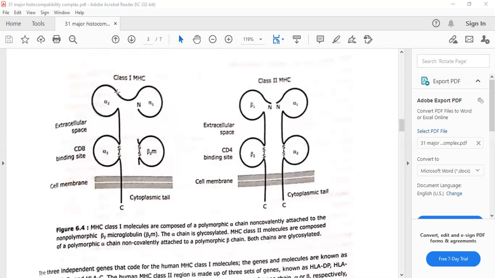So how will the antigen bind here? The antigen will bind here by anchoring. Anchoring means one end is here and the second one is here, and they will bind in this manner. So the antigen binds by anchoring. The 2 ends of the antigen are binding here in the class 1 molecule. So this is the structure of the class 1 MHC molecule.